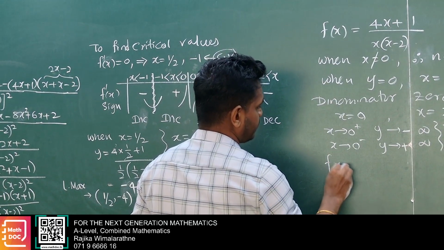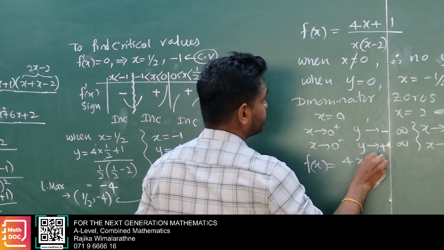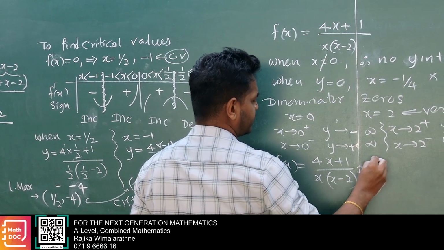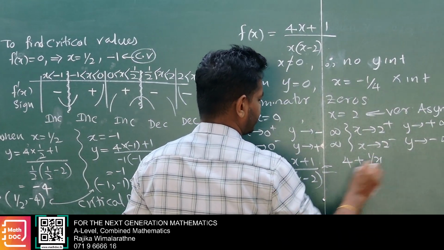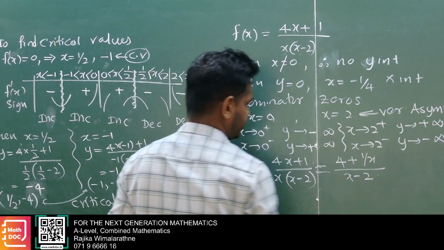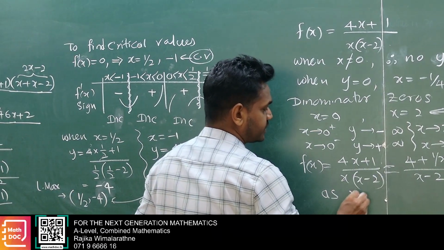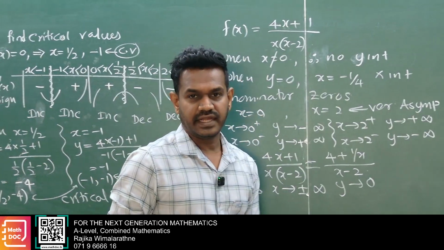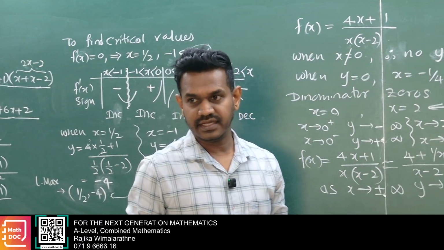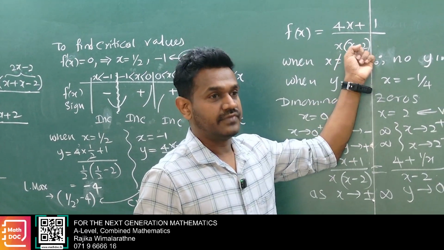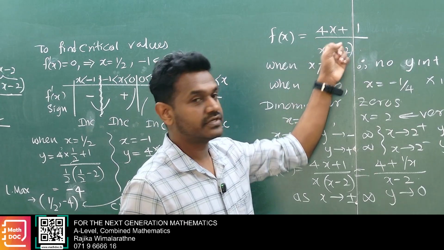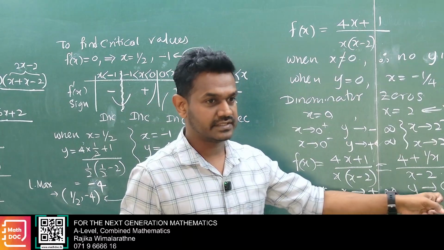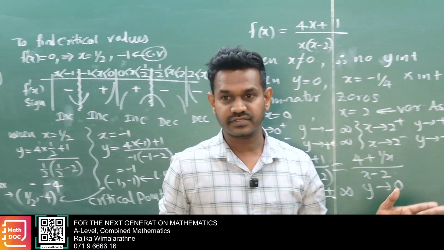Then for (4x + 1) / (x(x − 2)), now divide by x. Now we know as x goes to plus or minus infinity, y tends towards 0. So we know how to get them directly; we identified this last day. For proper rational functions, here power 1, here power 2, it is proper. For a proper rational function, as x goes to plus or minus infinity, y always tends to 0.